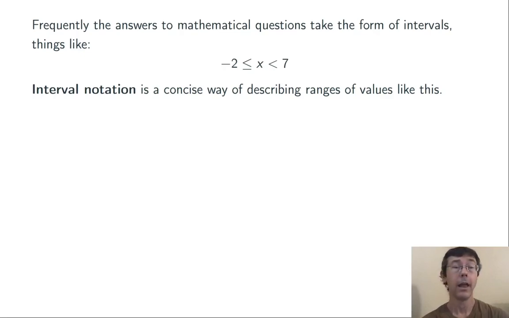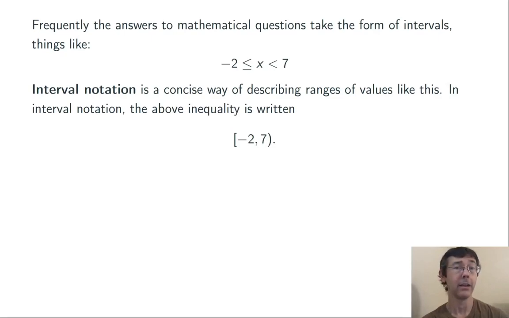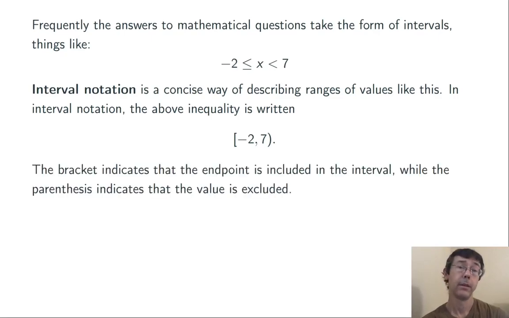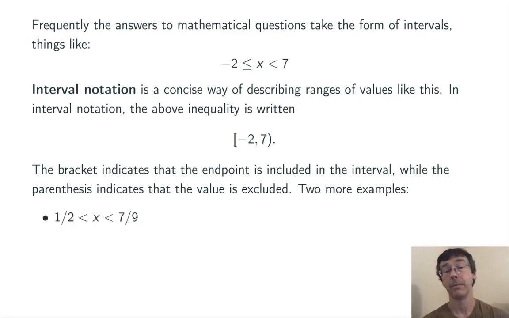So let's jump right in and write down the interval notation for this inequality. It's [-2, 7). It means all the real numbers between -2 and 7. The bracket indicates that the value -2 is included in the set, and that corresponds to the less than or equal to on the left-hand part of that inequality up above. The parenthesis around the 7 indicates that that value is not included in the set, and that corresponds to the x less than 7.